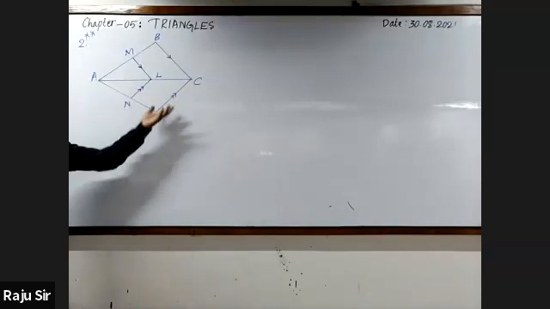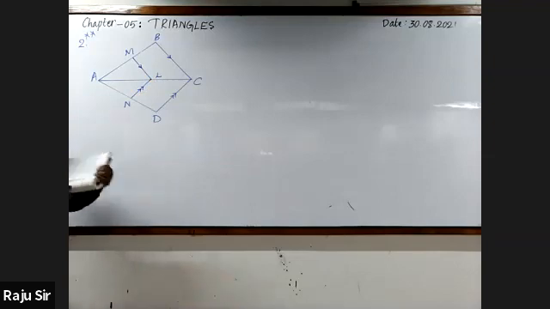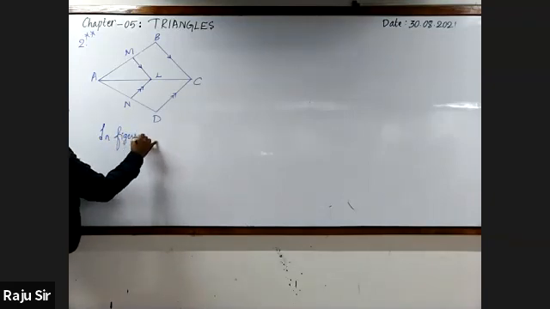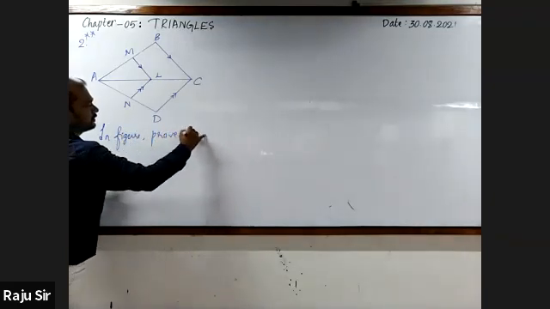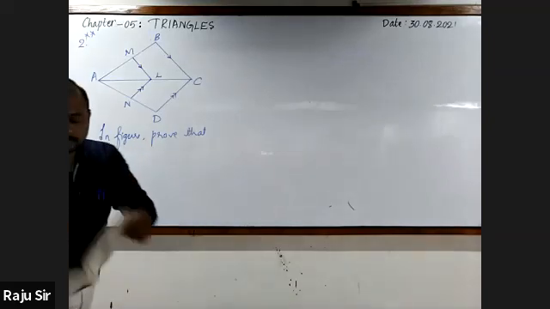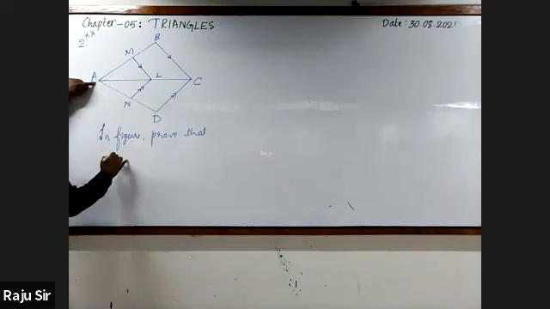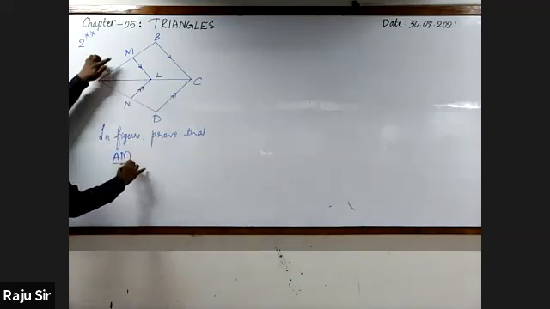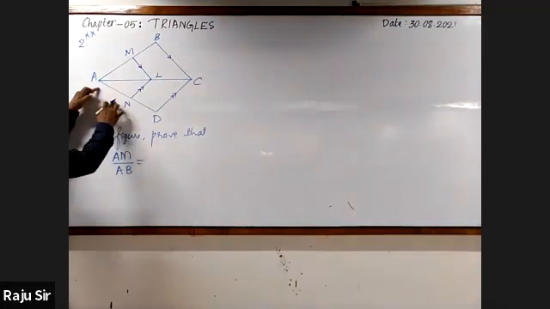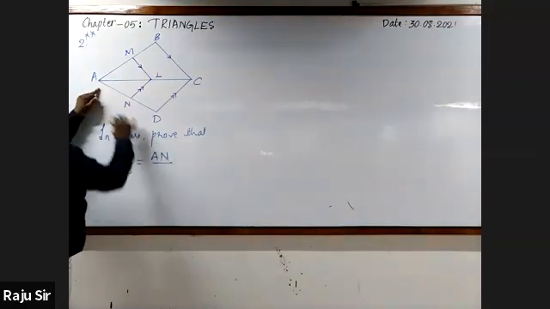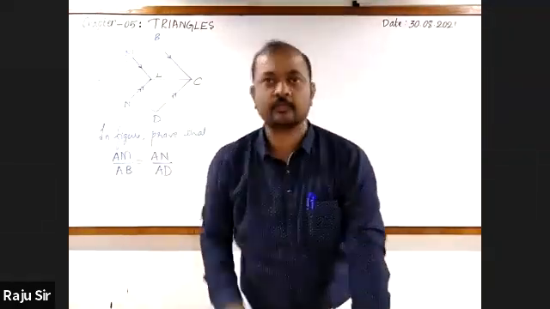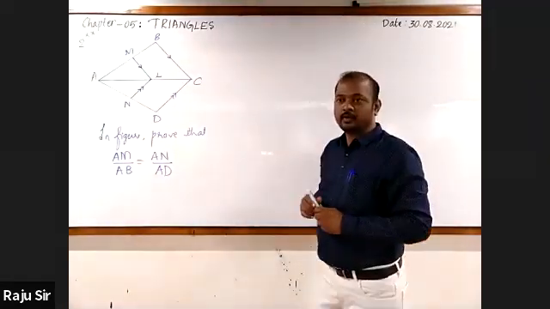Direct. We will get the complete information in the figure itself. Right. In the figure, prove that AM by AB is equal to AN by AD. Followed?